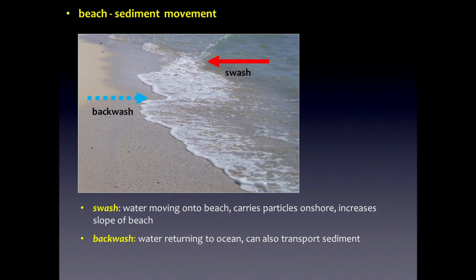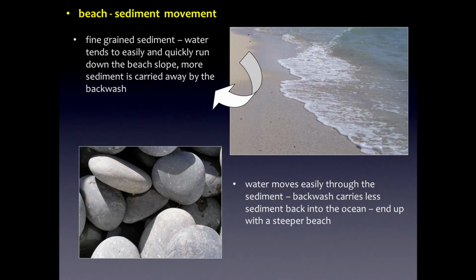If we bring too much material out with backwash, not enough in with the swash, then we start to lose sediment and the beach starts to grow smaller and smaller. The size of the grains that comprise the sediment will also play a role in the movement of sediment within the beach. So if we're looking at finer grain sediment, so small little sand grains, water tends to easily move up and move back down the beach slope, with more sediment being carried away by the backwash.